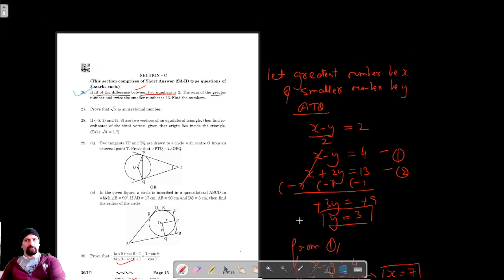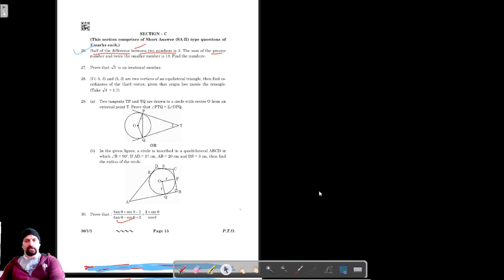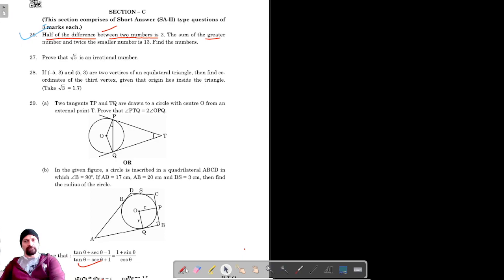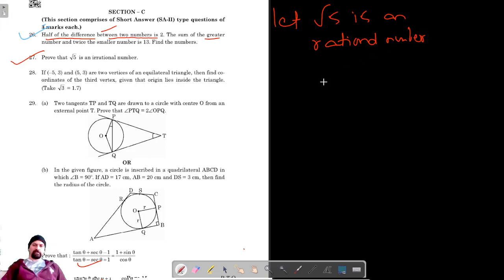And let's move on to the 27th, in which we have to prove that root 5 is an irrational number, which obviously is an irrational number, but we have to prove it. And for that, we are going to assume that it's not irrational, but rational. So for question number 27, let's say that root 5 is a rational number.